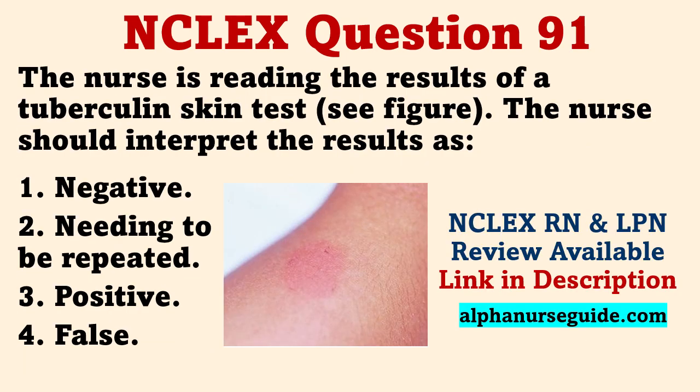The nurse is reading the results of a tuberculin skin test. See the picture on the screen. The nurse should interpret the results as: 1. Negative, 2. Needing to be repeated, 3. Positive, 4. False.